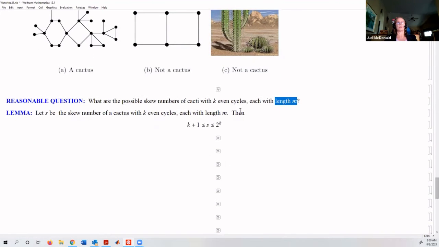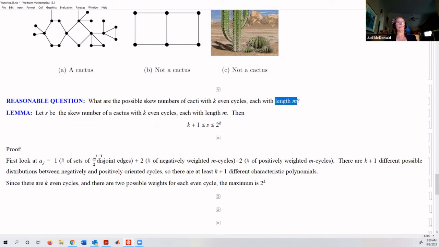So let's just check quickly why. First, if I look at the coefficient of a to the j, it's going to be 1 times however many sets of m over 2 disjoint edges I can put together, plus 2 times the number of negatively weighted n cycles, minus 2 times the number of positively weighted M cycles. Since there are K plus 1 different possible distributions between negatively and positively oriented cycles.